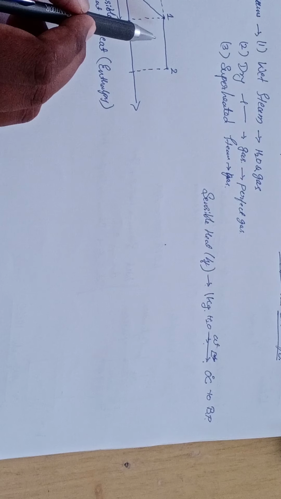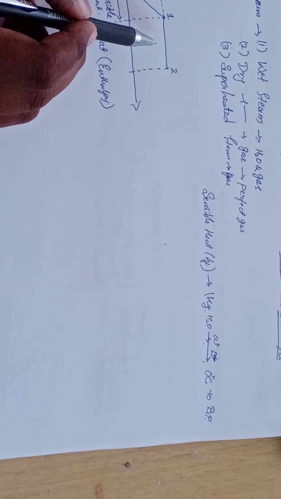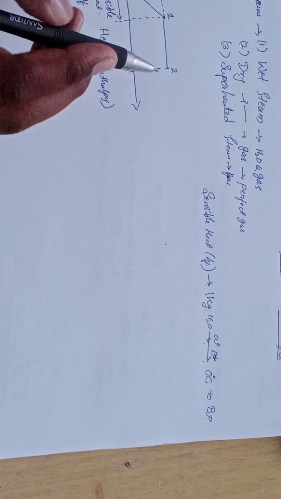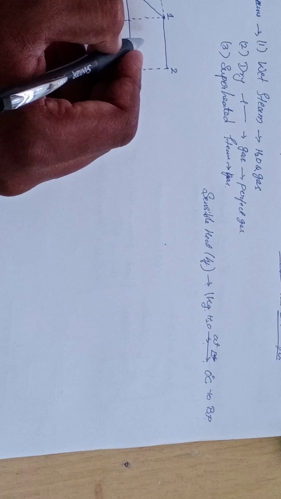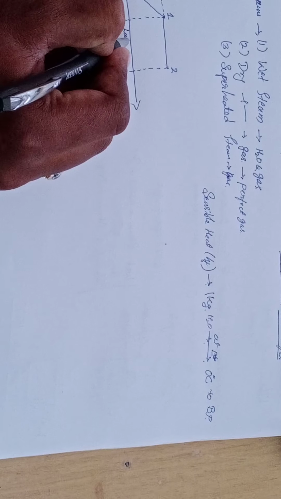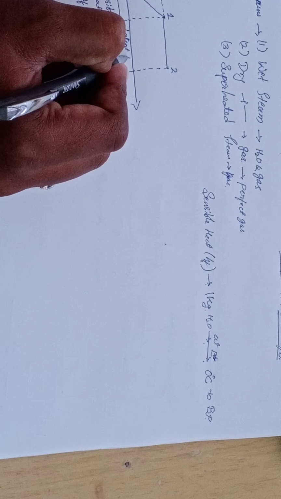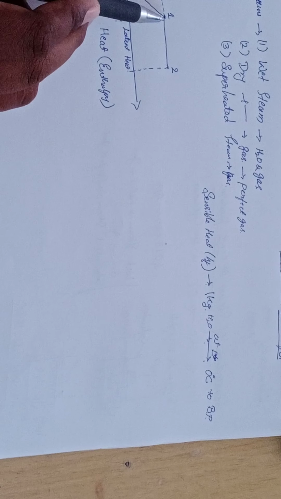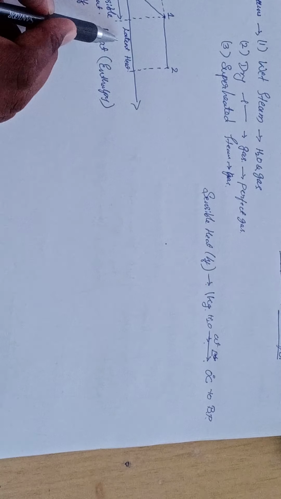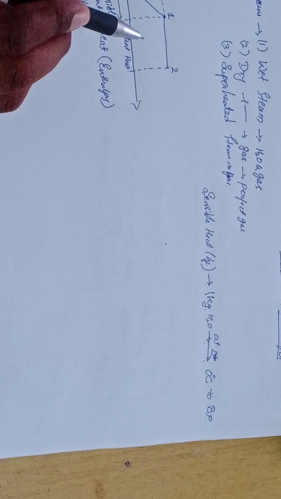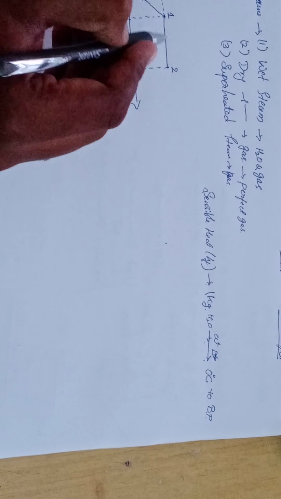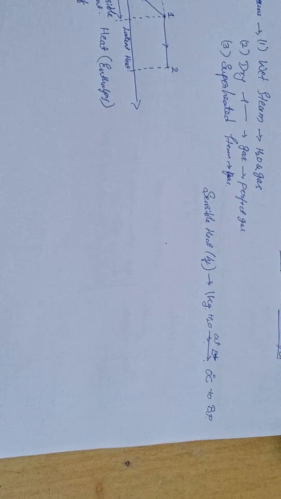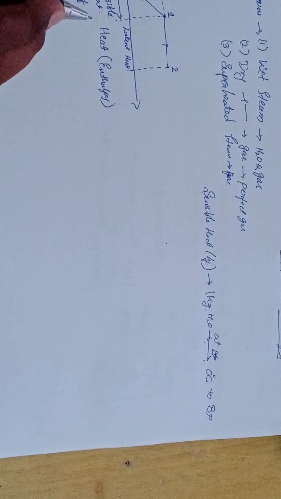So the water particles are completely converting into gas. This stage is called latent heat. This amount of heat, required at the saturation temperature for the complete conversion of wet steam into dry steam, is called latent heat.